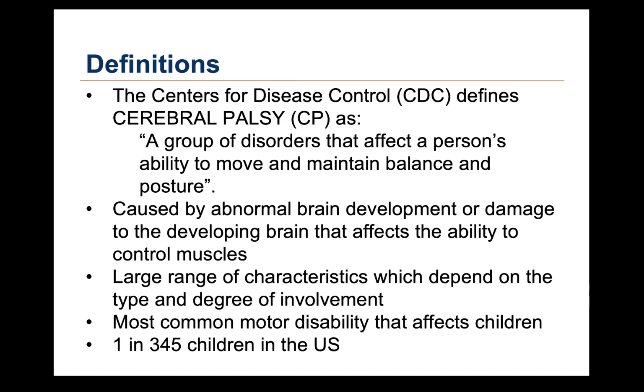The Centers for Disease Control, or the CDC, defines cerebral palsy as a group of disorders that affects a person's ability to move and maintain balance and posture. CP is caused by abnormal brain development or damage to the developing brain that affects the ability to control muscles. As you'll see in the videos posted about CP, there is a really large range of characteristics which depend on the type of CP and the impact on different body parts. CP is the most common motor disability that affects children. 1 in 345 children in the US has CP.